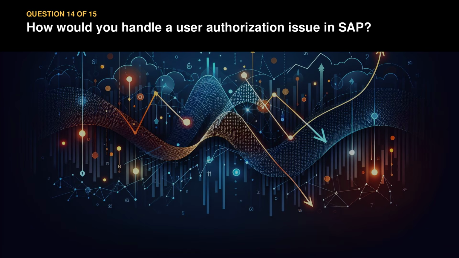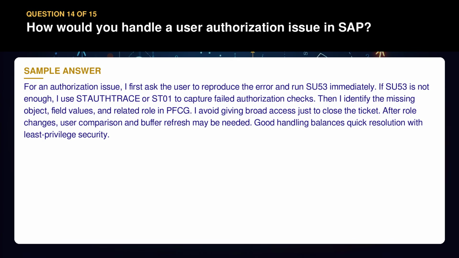Question 14. How would you handle a user authorization issue in SAP? For an authorization issue, I first ask the user to reproduce the error and run SU53 immediately. If SU53 is not enough, I use ST01 trace to capture failed authorization checks. Then I identify the missing object, field values, and related role in PFCG.